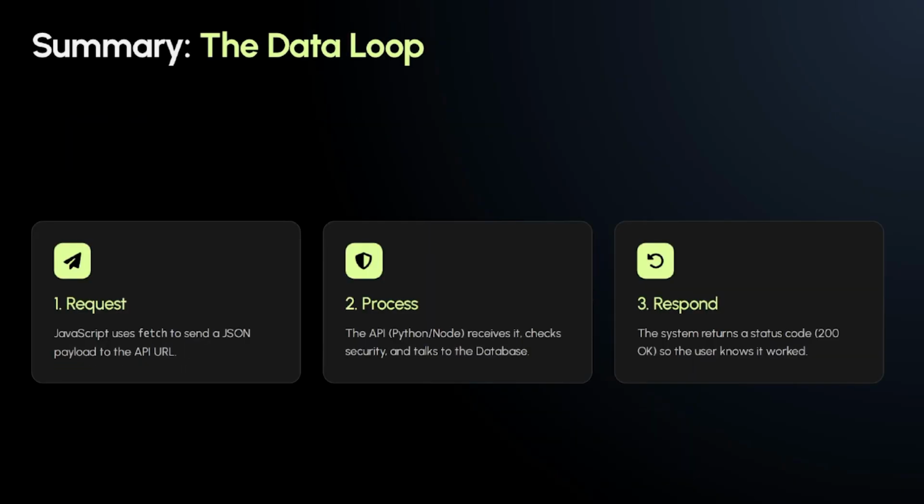So to summarize, data movement is a loop. It starts with a request, JavaScript firing a JSON payload across the wire, right? It moves to process, the API validating and securing the data before talking to the database, and it ends with the response, the system confirming the action was successful. Unfortunately, not all actually do, unless you have that bad request come in. That's kind of default, right? Understanding this loop is the foundation, though, of all technical troubleshooting and development.